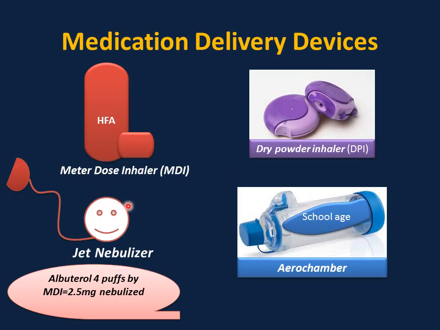Jet nebulizer is an air compressor, where the air comes out through a chamber where the liquid medicine is, the albuterol or the steroid, and it will be nebulized through the mask. The treatment may require 5 to 15 minutes to be delivered through this machine. So using this machine is not practical.